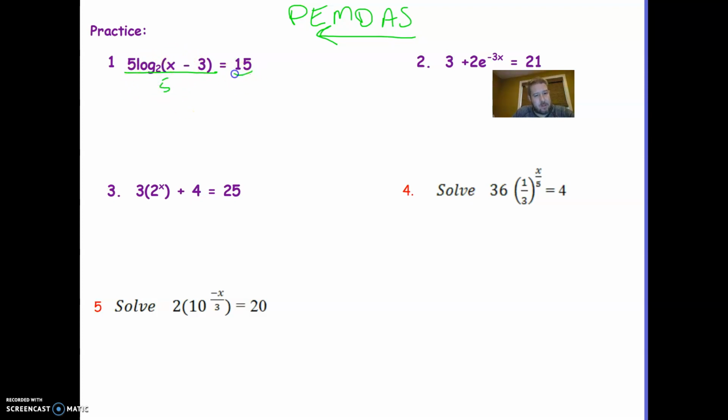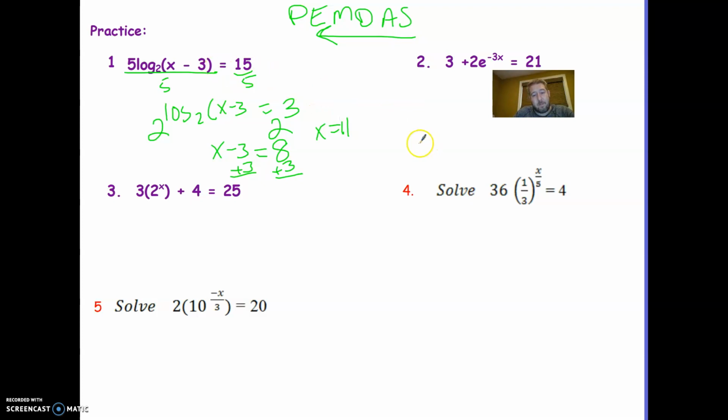So divide both sides by 5, and that gives us log base 2 of x minus 3 equals 3. Now, the next step is to exponentiate because we have this log base 2, and the inverse of that is 2 to the power of. Now we have 2 to the power of on both sides, so these cancel out. You're left with x minus 3 equals 2 to the third power, which ends up being 8. Add 3 to both sides, and you've got x equals 11.